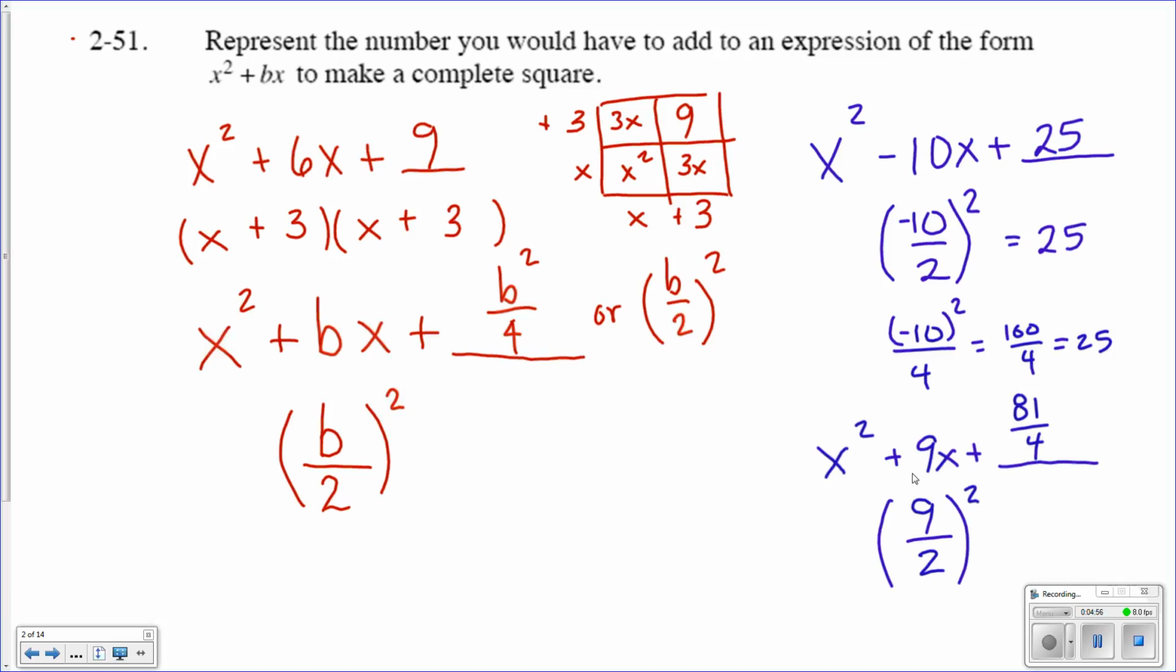So we end up with x squared plus 9x plus 81 fourths, which is the same thing as 20 1/4. This would be what we're looking for as the answer to this problem. Either one of those would work.